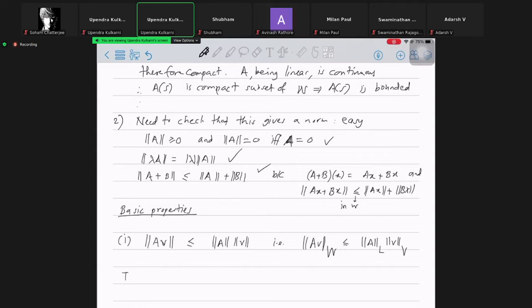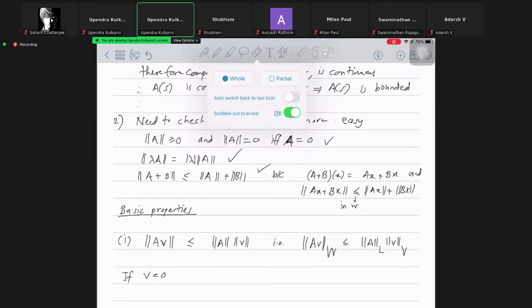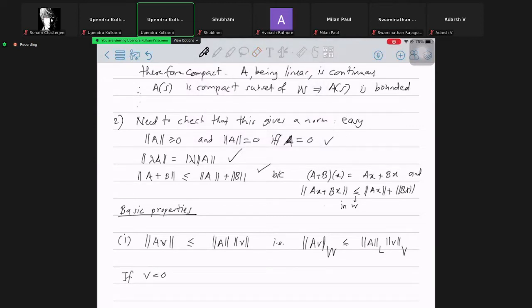So of course, this works only if v is not equal to 0. If v is equal to 0, then there is nothing to prove here. Because on the right hand side I have 0, but on the left hand side also I have 0, because A is a linear map, so A of 0 is again 0.